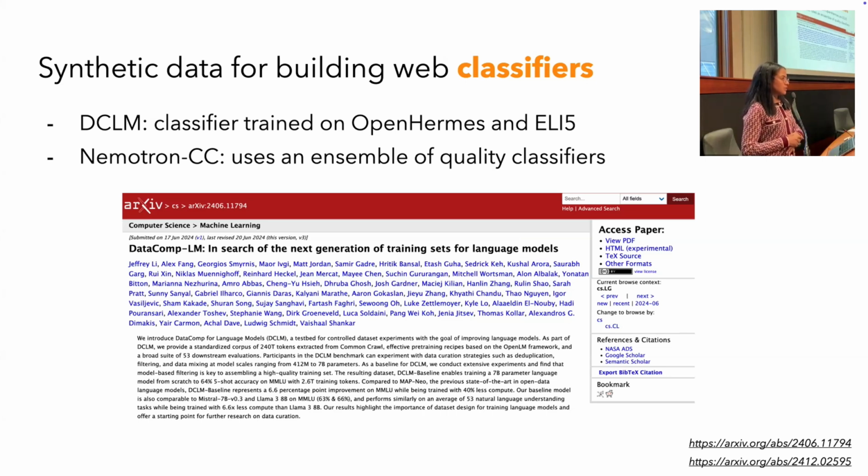And then in Nemotron Common Crawl, they also did this approach, but instead of using one classifier, they used an ensemble of classifiers. So they used, for example, the DCLM classifier and also classifiers like the ones we used in FineWeb-Edu. And then they combine these scores with an ensemble method to only retain the best high quality pages. And they get a dataset that works even better than the ones we developed.